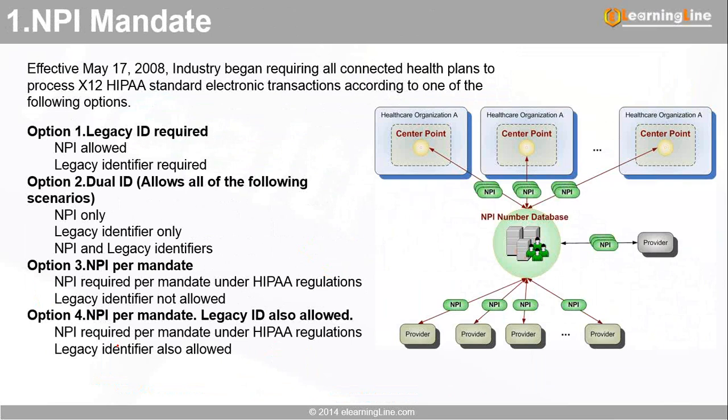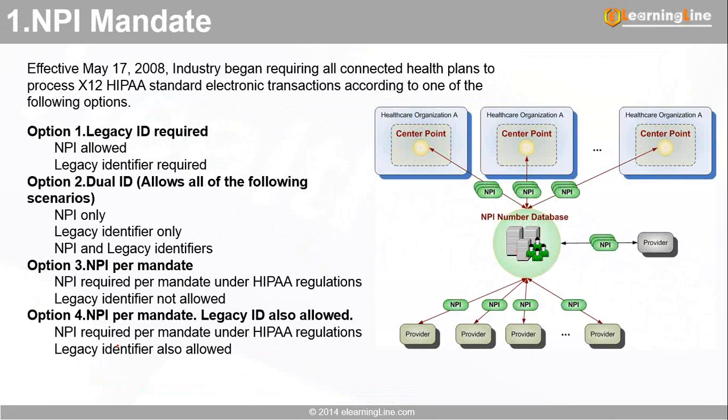Option 1, where your legacy ID is required and NPI will be allowed and acceptable. Now you have a dual ID, which allows all of the following scenarios: your NPI only, legacy identifier only, NPI and legacy identifier both. See, these are some of the options given to the insurance companies, or not only the insurance company, anyone who is dealing with the data, who comes under the umbrella of NPI mandate, so that you can have a system where one of the criteria your system must satisfy.